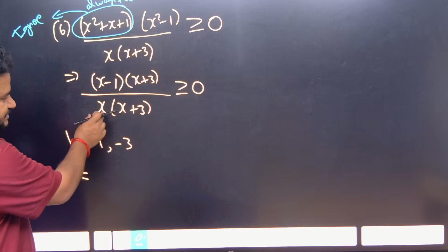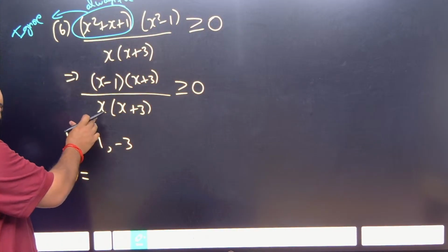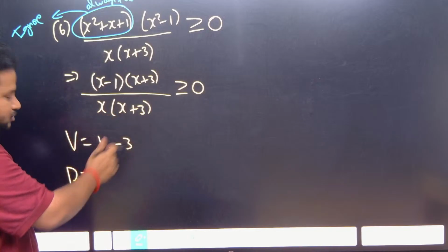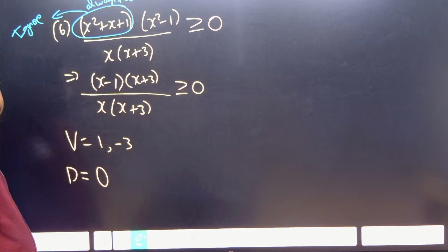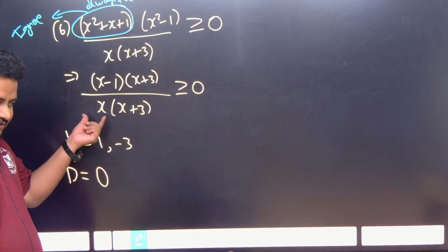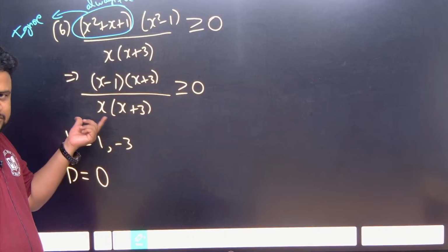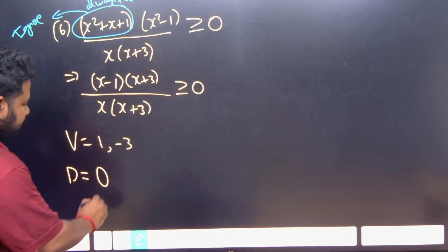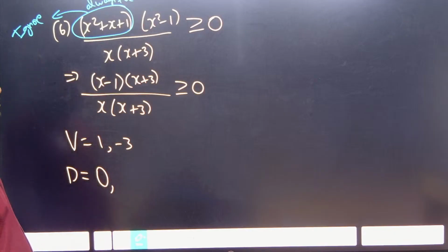You should be careful. This x also has some value, so don't ignore this x. X, if I equate to 0, x is equal to 0. So 0 is a discontinuous point. Please keep this in mind. Write 0 here. Now x plus 3, if I equate to 0, let me check once.